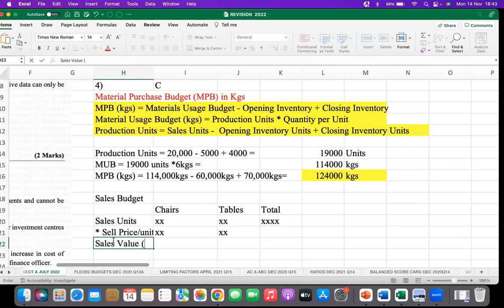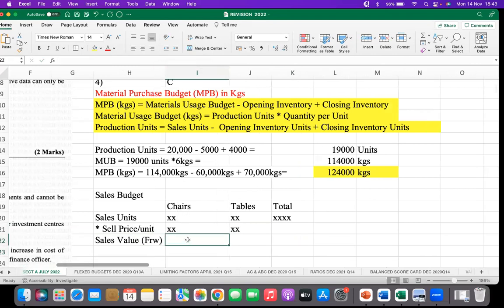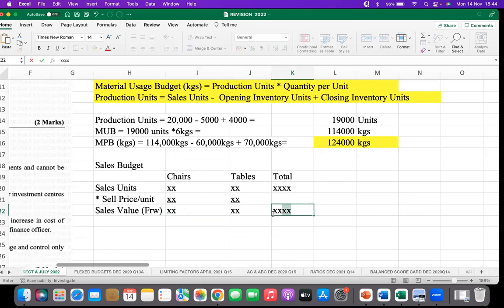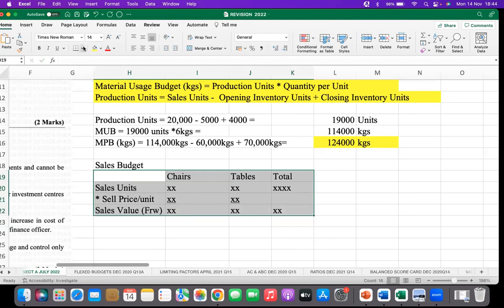So sales value will be in, of course, money form. The answer you get is sales value. So of course, it's multiplication of those figures. You'll take your sales units of chairs times selling price per unit. You'll also take sales units of tables times selling price per unit. And then you add these two to give you the total sales budget. So that is how a sales budget is prepared.